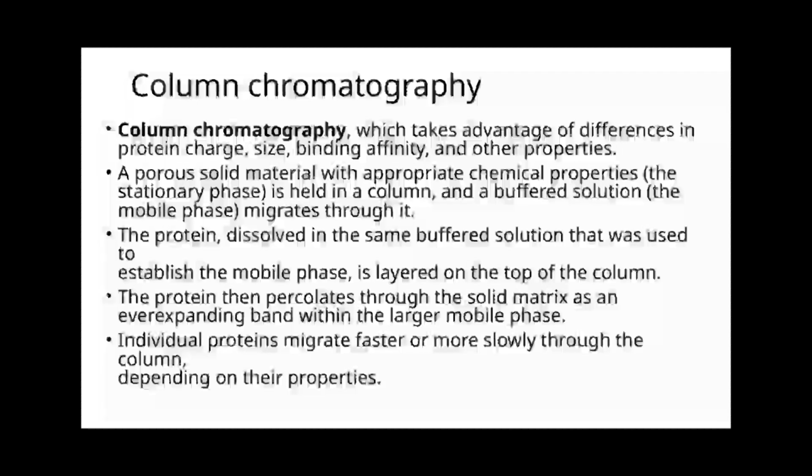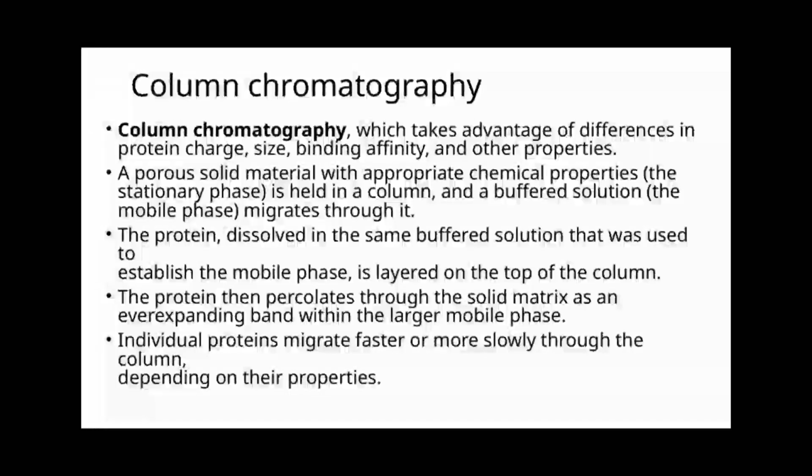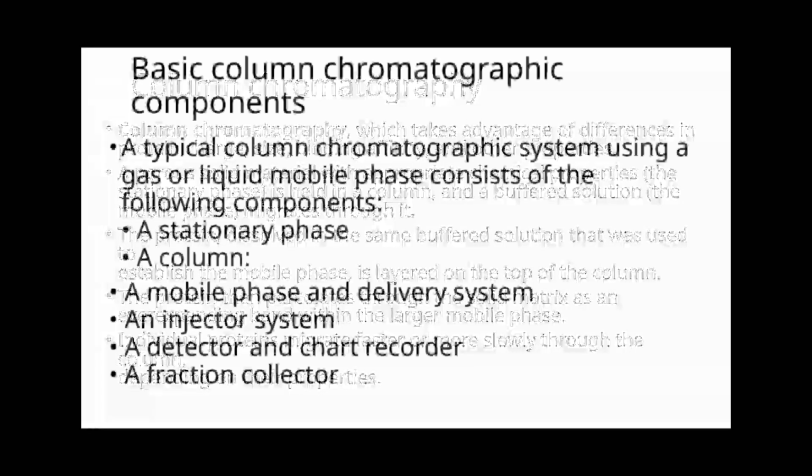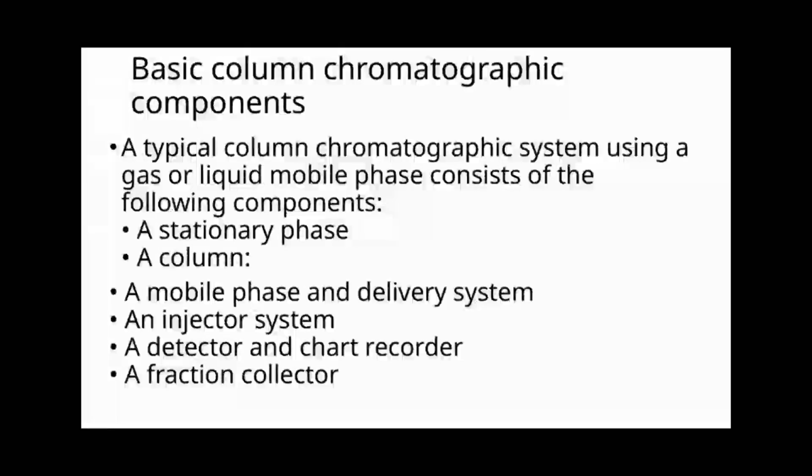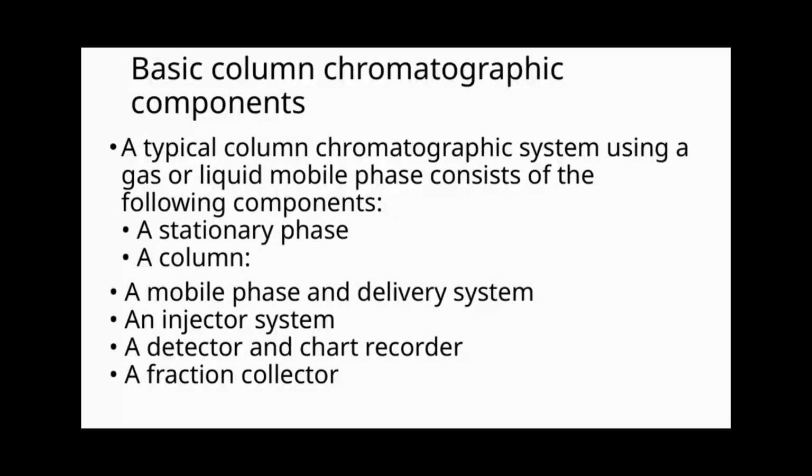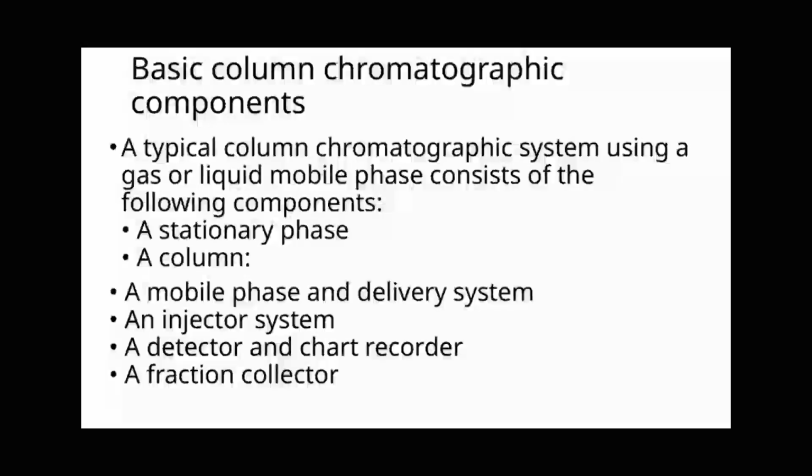Overall, column chromatography is a versatile and essential technique in protein purification, helping us to distinguish and isolate proteins efficiently by exploiting their individual properties. Now, let's take a closer look at a typical column chromatographic system, which uses either a gas or liquid mobile phase. At its core, this system consists of several key components that work together to separate and analyze mixtures.